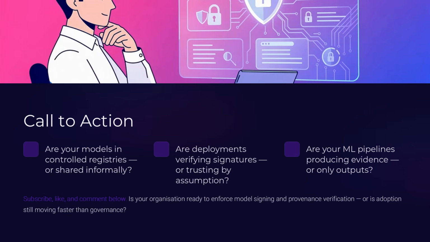Now that you understand why model integrity and supply chain security define the trustworthiness of artificial intelligence systems, it is time to reflect on your own environment. Are your models stored in controlled registries or shared informally? Are your deployments verifying signatures or trusting artifacts by assumption? Are your machine learning pipelines producing evidence or only producing outputs?